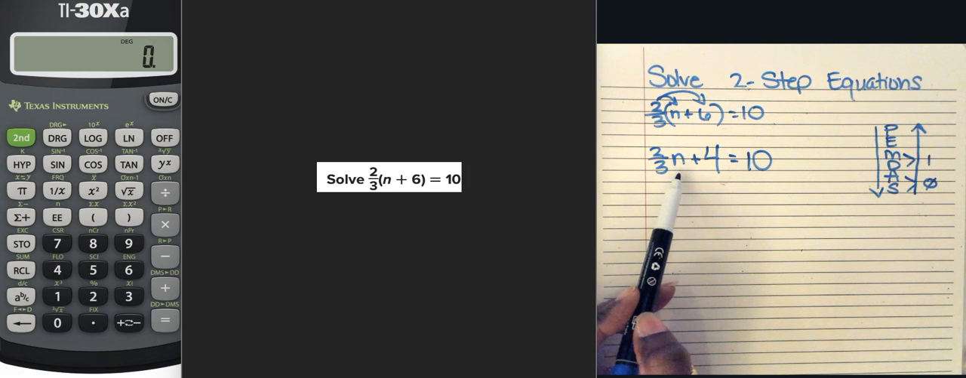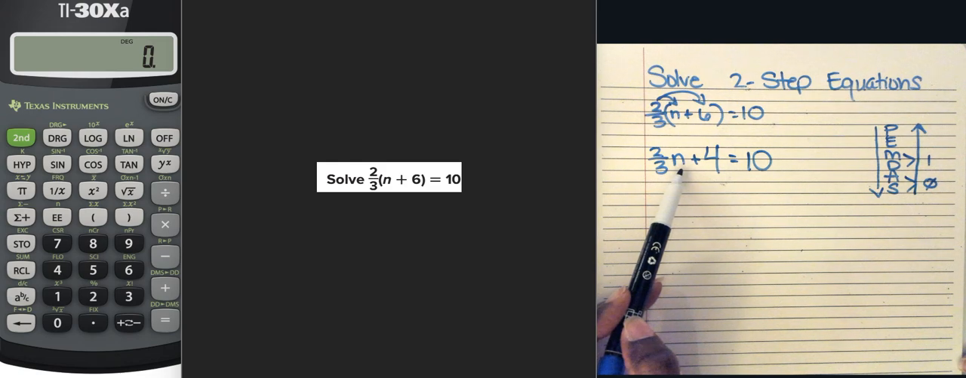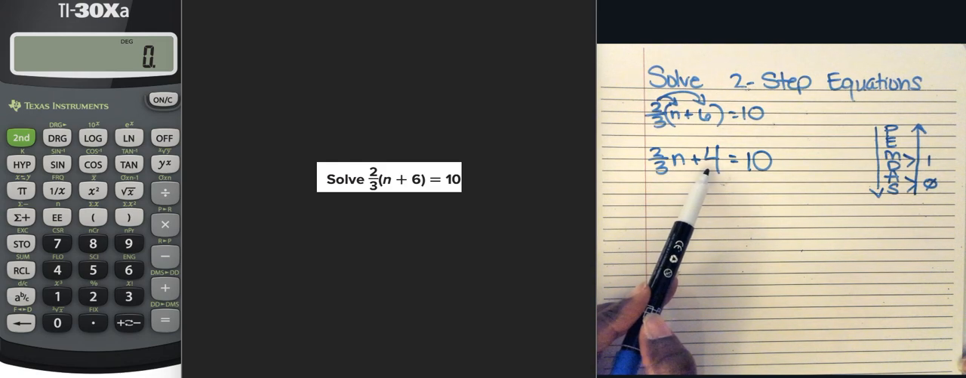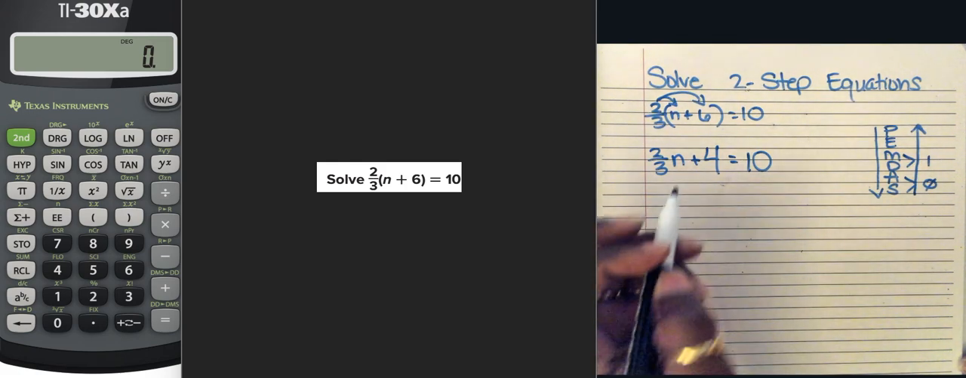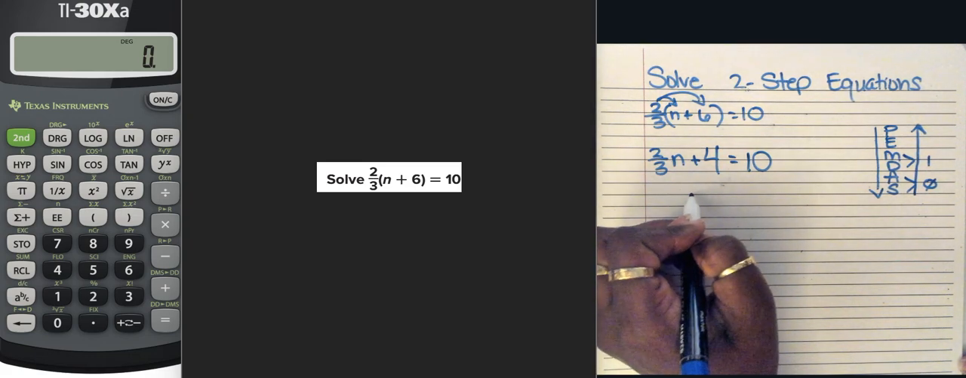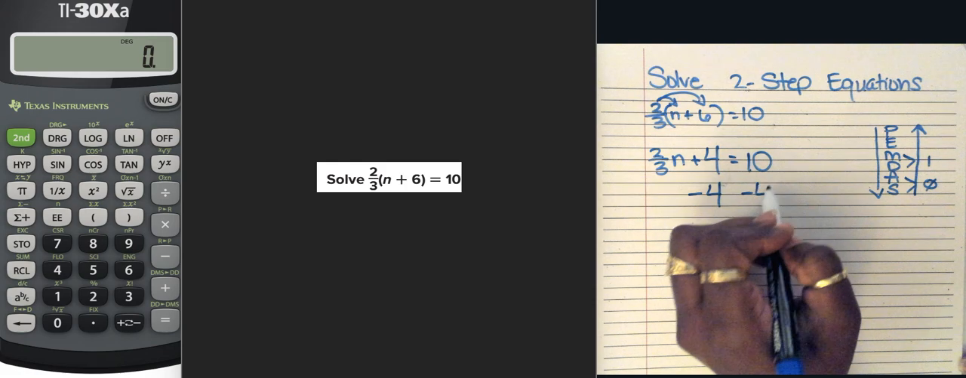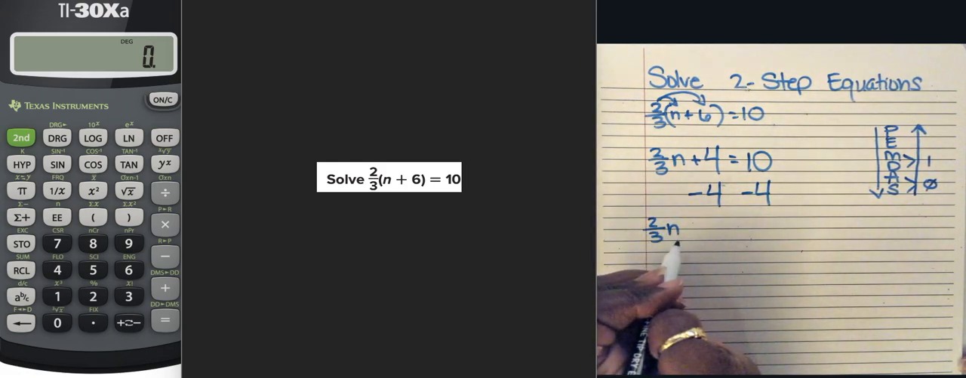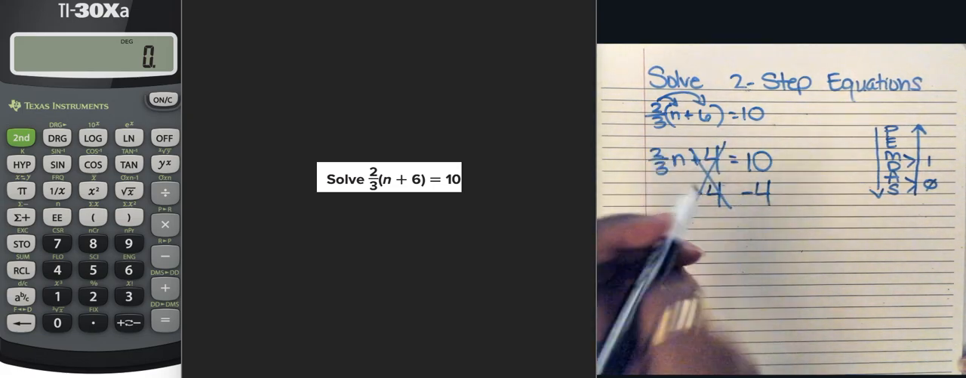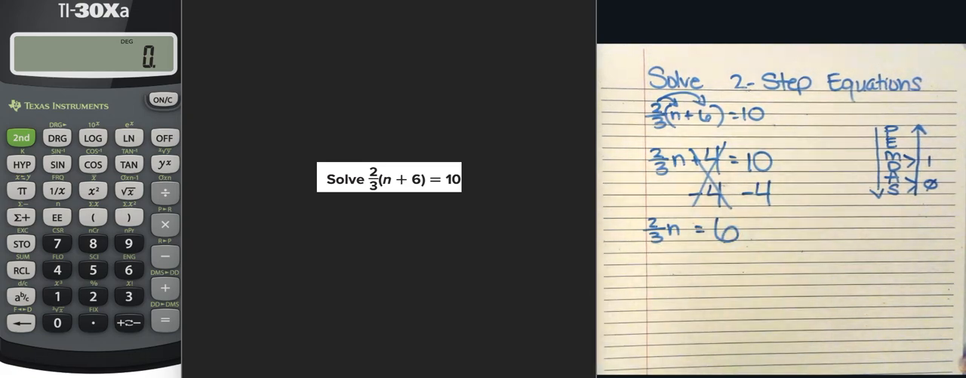All right, so now I'm looking at my variable. I see that it's not isolated. So I know that I'm going to use PEMDAS in reverse order. n is not by itself because it's being multiplied by 2/3. And I noticed that we're also adding 4. So remember, if you're adding or subtracting, you need your result to become 0. So I'm going to start off with the addition, use the inverse operation, which is subtraction. And now I'm left with 2/3 n. And 4 minus 4, that becomes 0. And then that is going to be equal to 6.